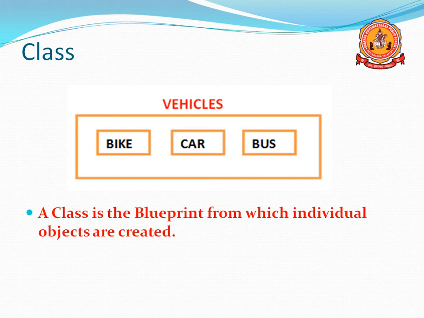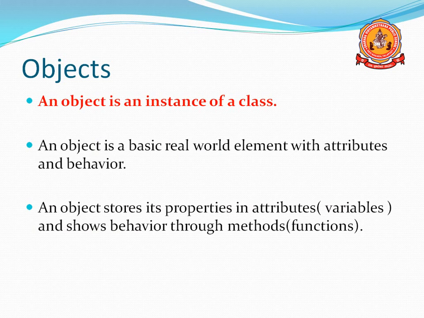If you want the definition, a class is a blueprint from which individual objects are created. If you want to create an individual object, a class is required. So a class is a blueprint from which we can create individual objects. That is class. Next we will see the object.